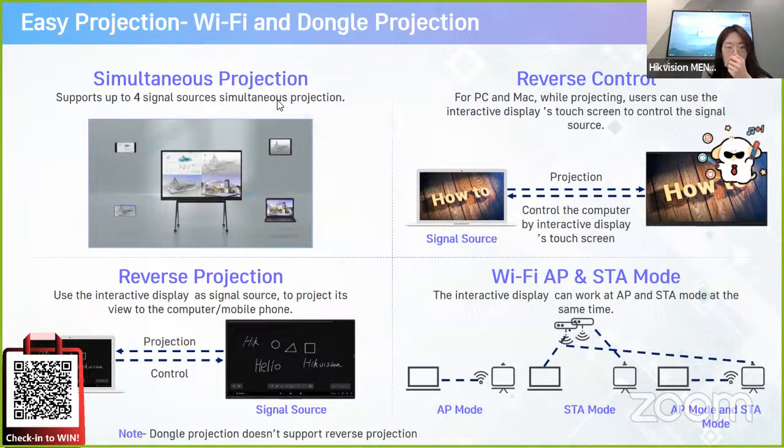Besides, for the projections, the IP can not only receive our signals, but it can take a maximum of 4 signal source inputs simultaneously at the same time. So that means more users can share their screens and devices together. And no matter whether it's a laptop or a mobile phone, it can realize the projection together.